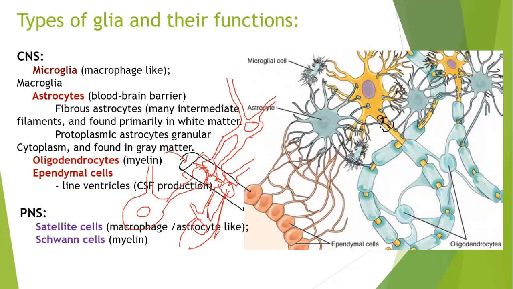So now the astrocytes are forming a barrier between the blood vessel and the brain compartment. For that reason, it is called the blood-brain barrier. They are the ones that are forming the blood-brain barrier.